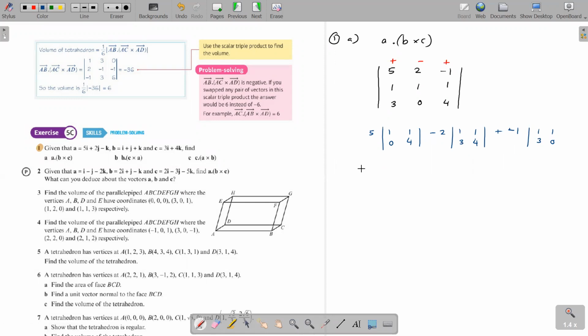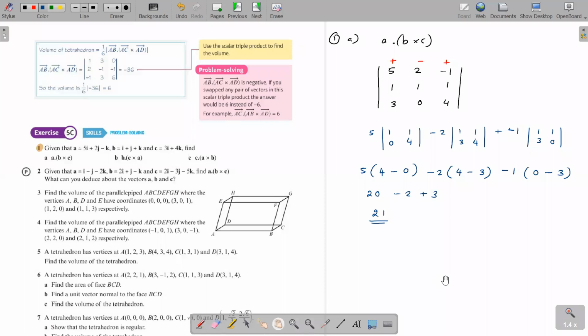Okay. What do we get here? 5 into 1 times 4 is 4. 0 times 1 is 0. Minus 2 times 1 times 4 is 4. 1 times minus 1 times 3 is 3. Plus into minus is minus 1 times 1 times 0 is 0. Minus 3 times 1 is 3. So finally, I get here 4 times 5, 20. 4 minus 3 is 1. 1 into minus 2 is minus 2. Minus 3 into minus 1 is plus 3. So I end up getting 21.